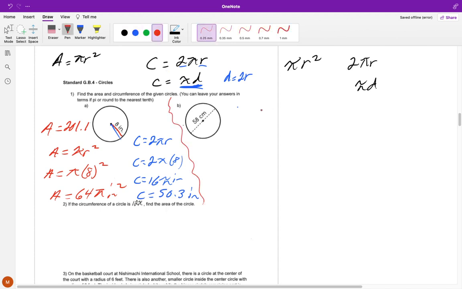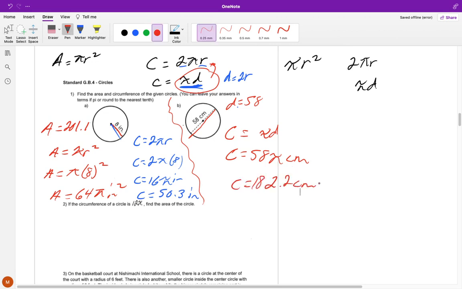All right. So for B, since circumference can also be represented by pi times diameter, and they're giving me the diameter, I don't have to divide by 2 because I'm going to end up multiplying it by 2 anyway. So for our circumference, I'm going to use pi d. And our d in this case is equal to 58. So that means our circumference is equal to 58 pi centimeters. And once again, if you wanted to, you can type that into your calculator, and it would be 182.2 centimeters. So that is our circumference.